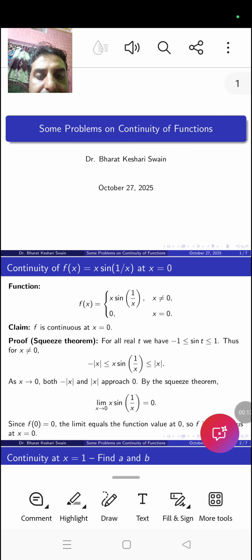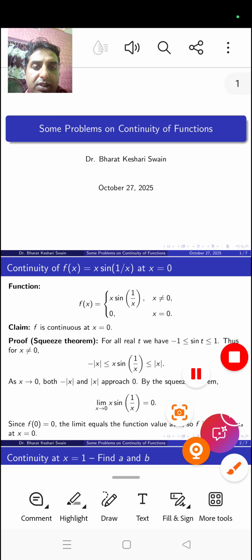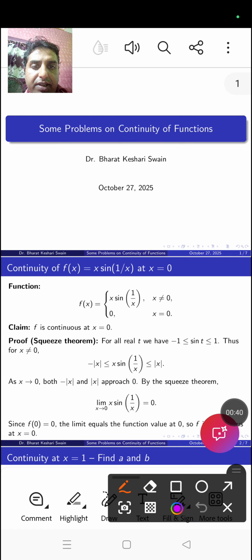Hello everyone. In this lecture, I am going to discuss some problems on the continuity of functions. So the first problem is f(x) equal to x sin(1/x) for x not equal to 0, and 0 if x equal to 0. So f(x) is defined like this, and we have to check the continuity of this function at x equal to 0.